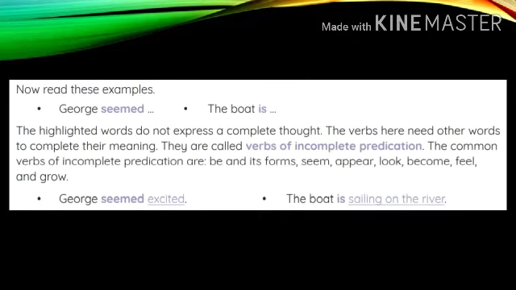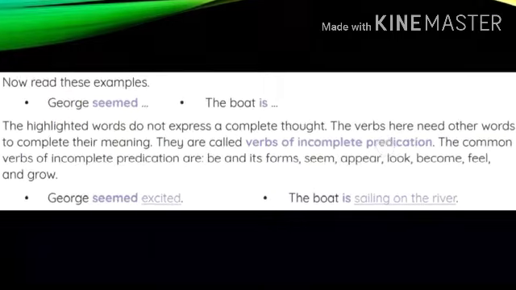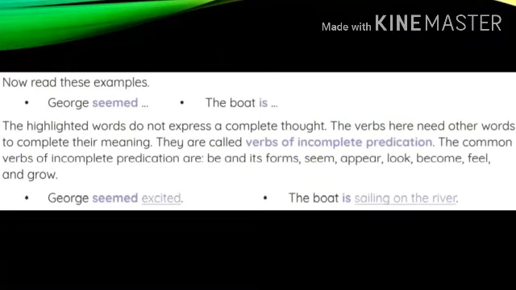And here we have some other sentences like George seemed, the boat is. So the highlighted words do not express a complete thought, isn't it? George seemed. Seemed what? The boat is what? We don't know. So they don't express a complete thought. So what do we need to do? The verbs here need other words to complete their meaning. These words need other words to complete their meaning. They are called verbs of incomplete predication.